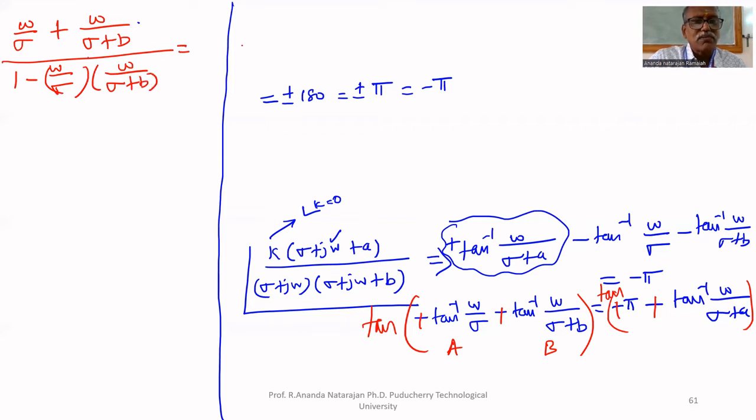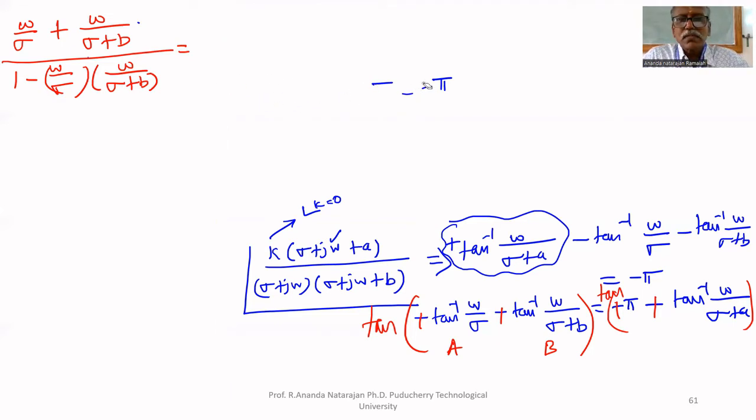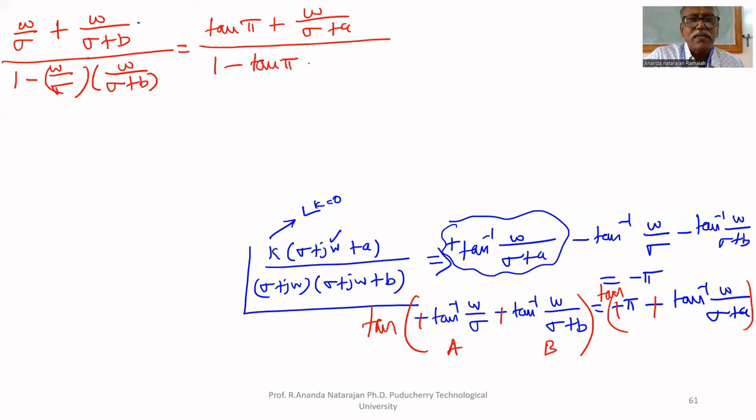On the right side, if you take tan, tan of pi plus tan inverse of omega divided by sigma plus A, that is tan pi plus omega divided by sigma plus A, whole divided by 1 minus tan pi multiplied by omega divided by sigma plus A. Tan pi, 180 degrees, is 0. This is also equal to 0.